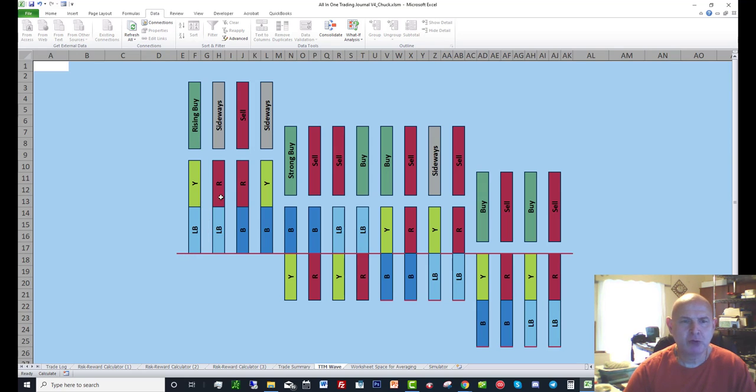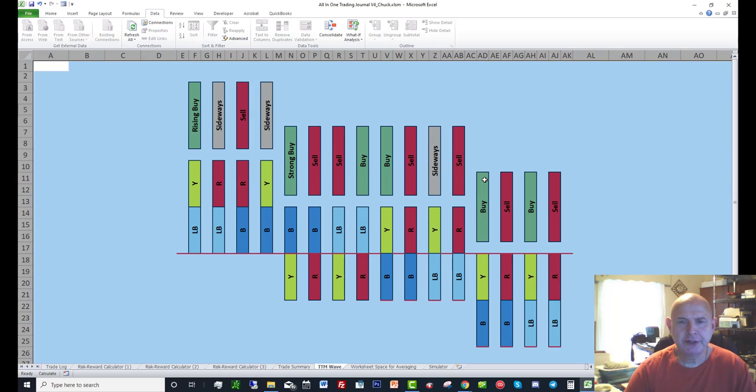If I have a light blue and red above the 0 line, that means the trade's more than likely moving sideways. If I have a blue and red above the 0 line, it's telling me to sell. If I have a blue and yellow above the 0 line, that's telling me again it's a sideways move. And that's the way the whole cheat sheet works.